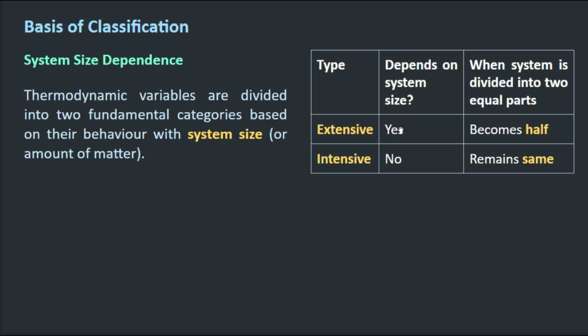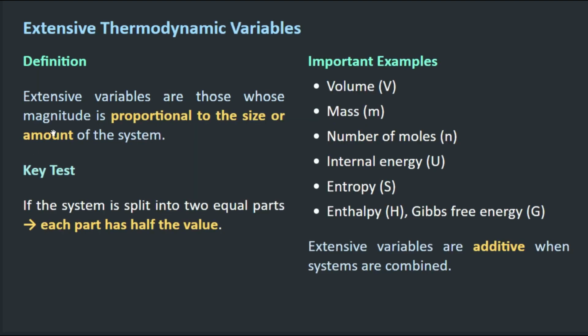Extensive depends on the size. When the system is divided into two equal parts, it becomes half. While intensive does not depend on the size. Even if you divide it into any number of parts or expand it, it will remain the same. Again, the same idea being enforced. The official definition: extensive variables are those whose magnitude is proportional to the amount of the system. The key test is, if the system is split into two equal parts, each part has half the value. If so, then we are looking at an extensive variable.